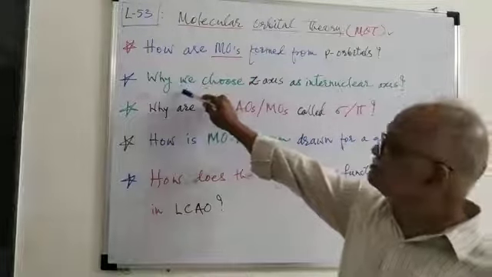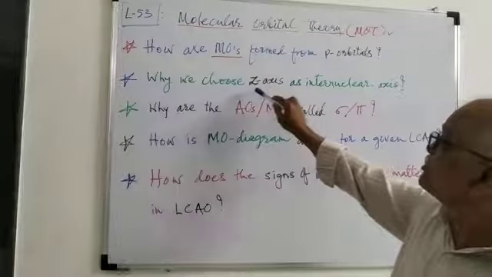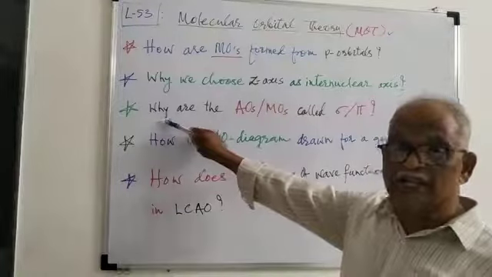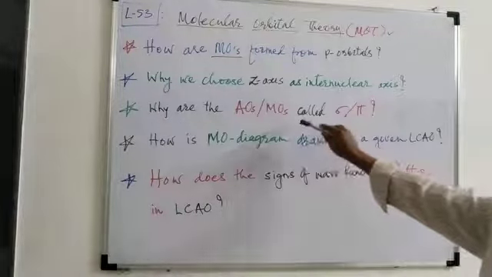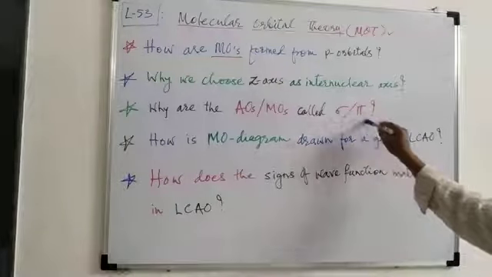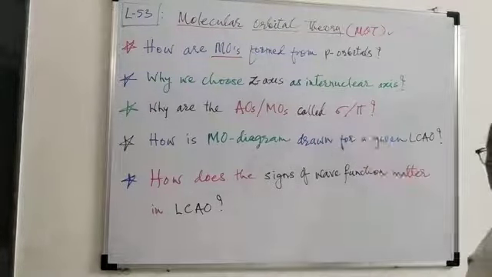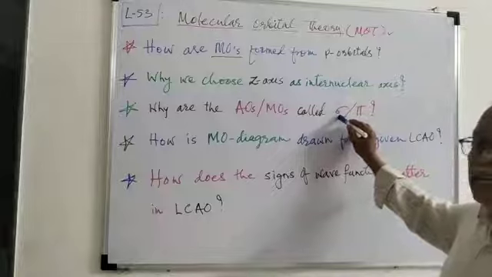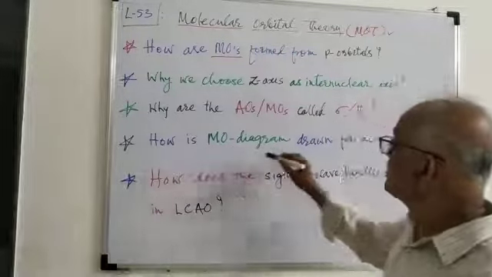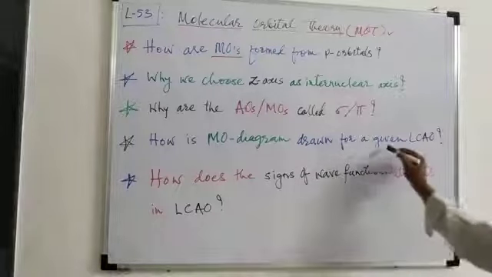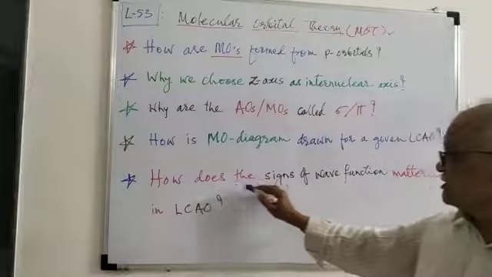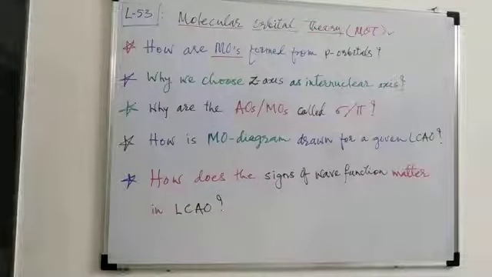In this discussion we are also going to see why we choose the z axis as the internuclear axis. Similarly, we will understand why atomic or molecular orbitals are called sigma or pi atomic or molecular orbitals, that is, what is indicated by sigma and pi. How is a molecular orbital diagram drawn for a given linear combination of atomic orbitals? And last, how do the signs of the wave function matter in linear combination of atomic orbitals?